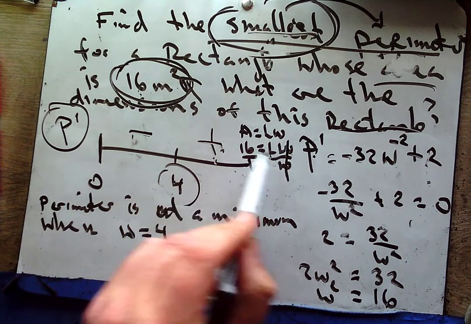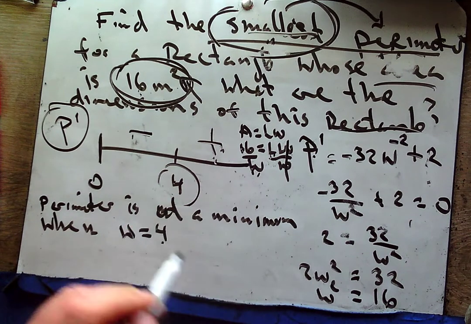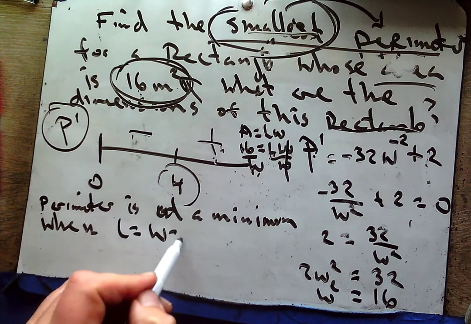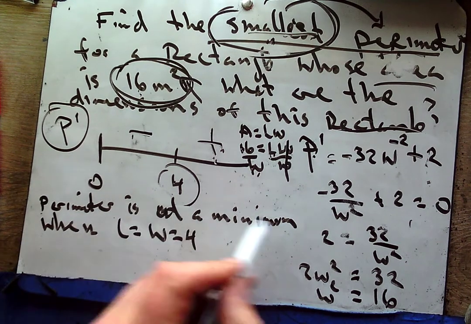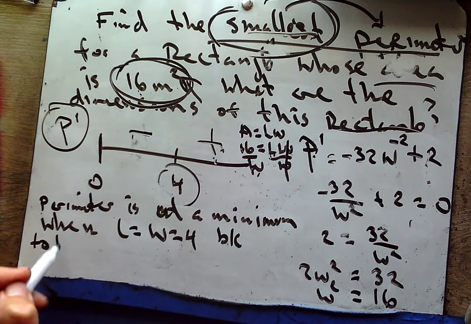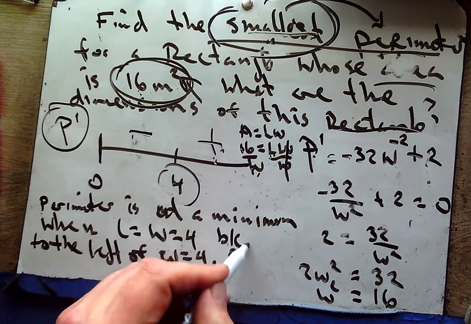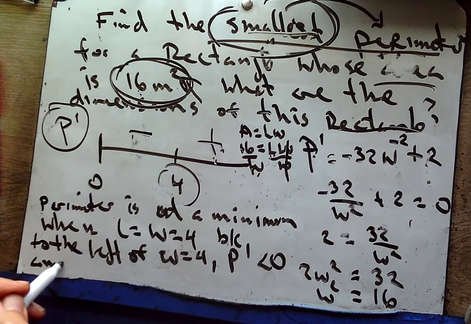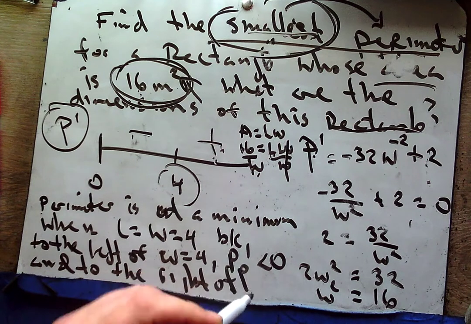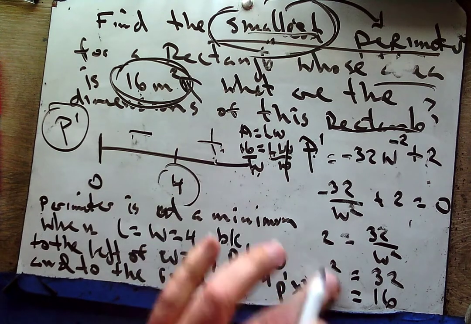We said length is 16 over w. When w is 4, 16 over 4 means the length is 4. So when length equals width equals 4, perimeter is at a minimum, because to the left of w equals 4, P prime is less than 0, and to the right of w equals 4, P prime is greater than 0.